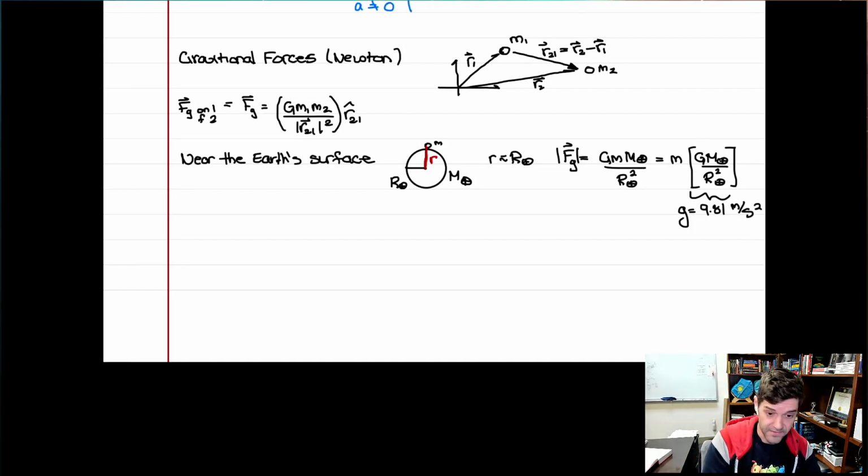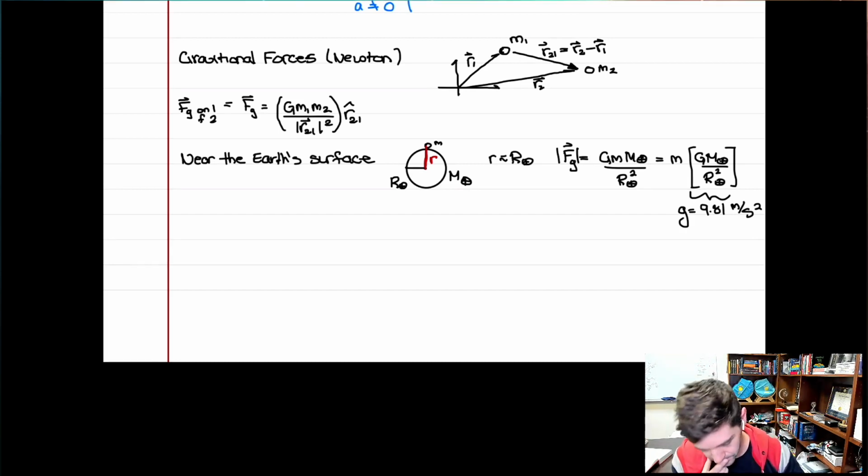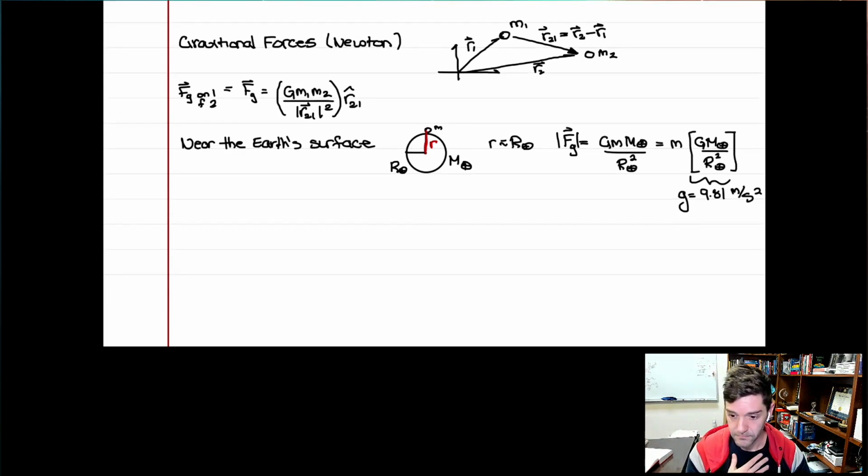So near the surface of the Earth, we can write that as the gravitational acceleration from the Earth. But what is it arising from? The real force of the gravitational interaction between the object and the Earth. All right.